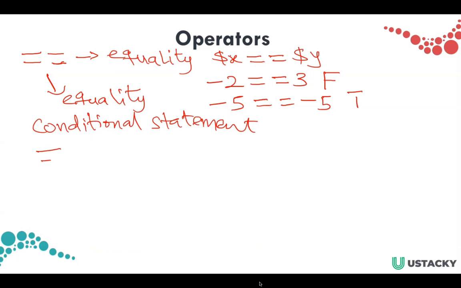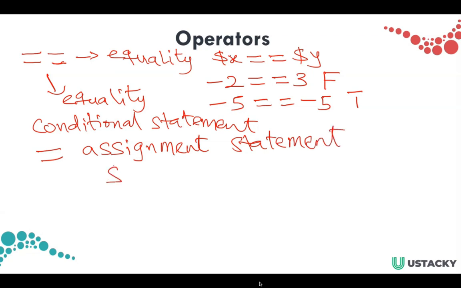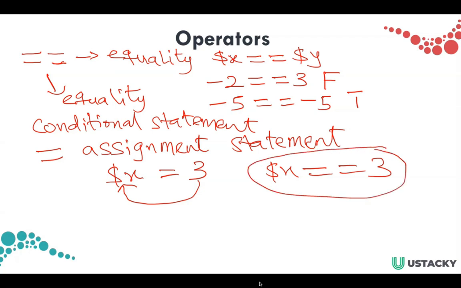But a single equality sign is an assignment statement. For example, if you have $x equals to 3, here you are assigning 3 to this container. But if you have $x double equals to 3, you are checking if $x and 3 have the same value. In this case, this is going to be true if $x also is 3, but it's going to be false if $x is not 3. So this is the difference between the two equality sign and one equality sign.